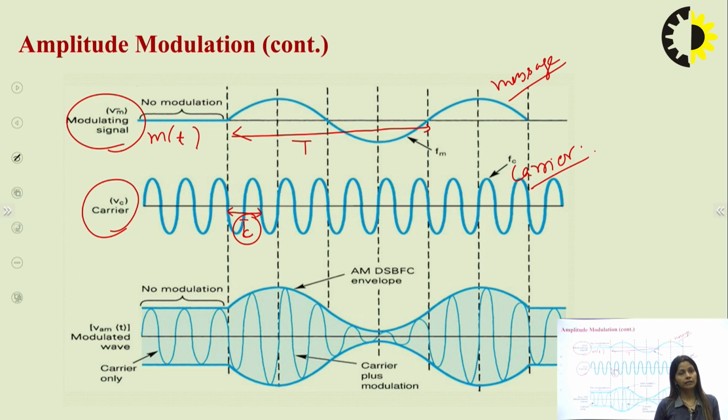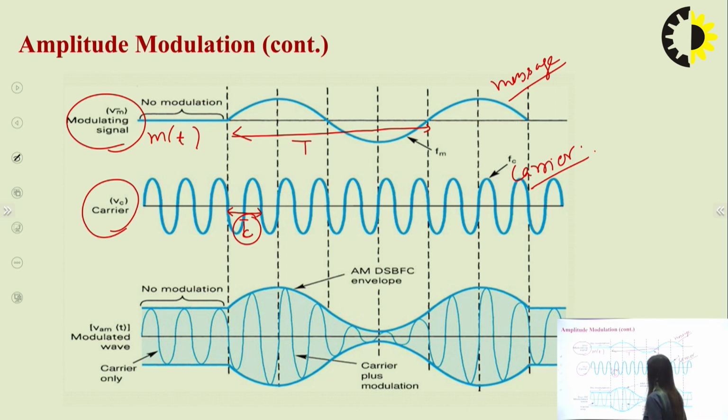Here in the amplitude modulation case, I will take the parameter as amplitude. That means I will change the amplitude of my carrier wave in accordance with my message signal, and that is known as amplitude modulation. So this is how we do the modulation, and specifically that is amplitude modulation: changing my carrier's amplitude in accordance with the message signal amplitude, right?